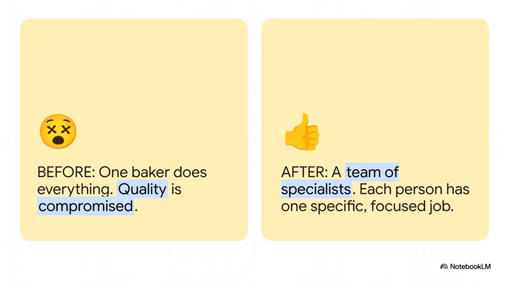And the solution. Instead of one person trying to do everything, a good bakery has a team, right? You've got the specialist baker, a cashier, an inventory manager. Each person has one job they're great at. And that is exactly what we want in our code. Separate classes, where each one is a specialist with a single, clear responsibility.